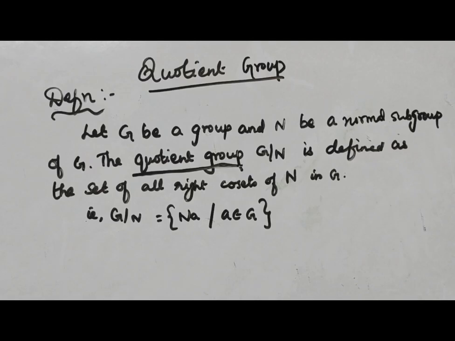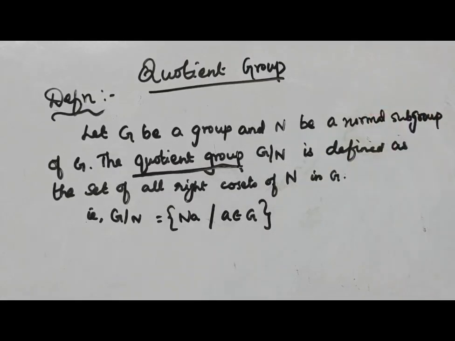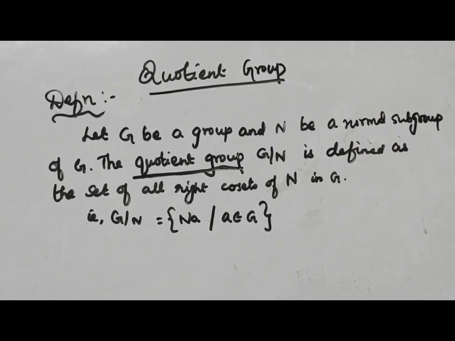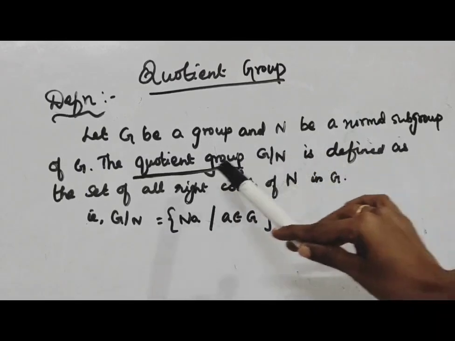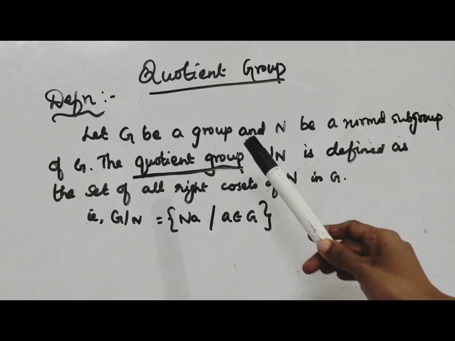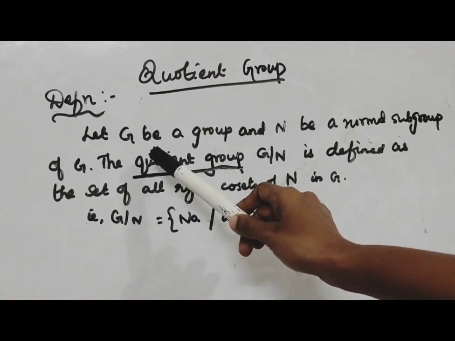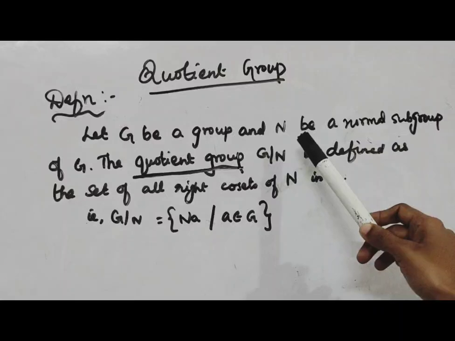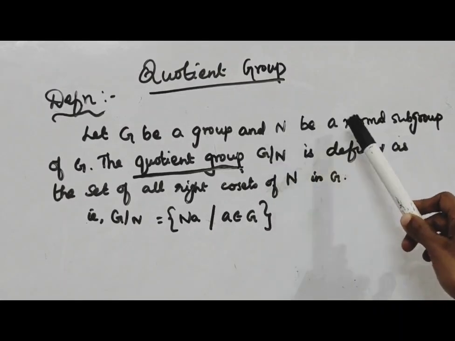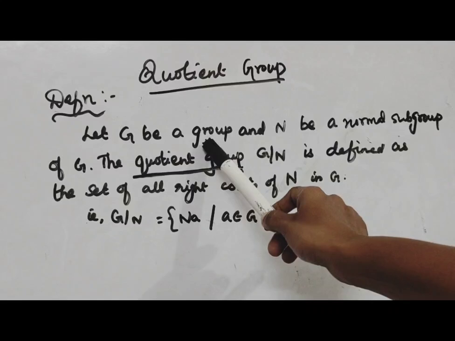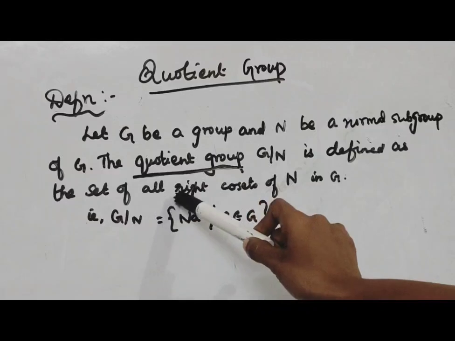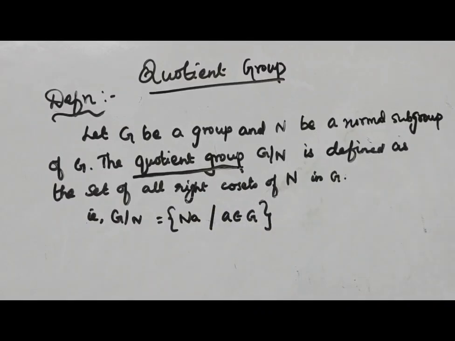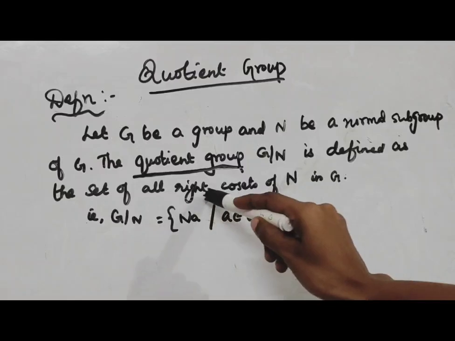In this video, we are going to discuss the definition of a quotient group and the theorem associated with it. Let G be a group and N be a normal subgroup of G. That means, let us take a group G and N be the normal subgroup of that group G. Then the quotient group G over N is defined as the set of all right cosets of N in G. That means G over N is defined as the set of all right cosets.